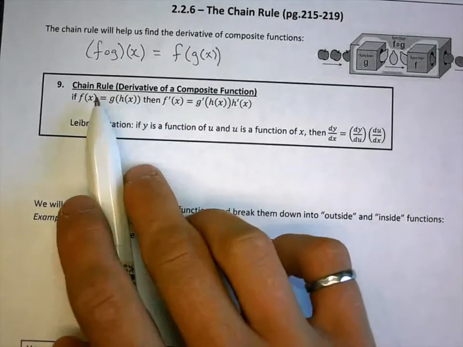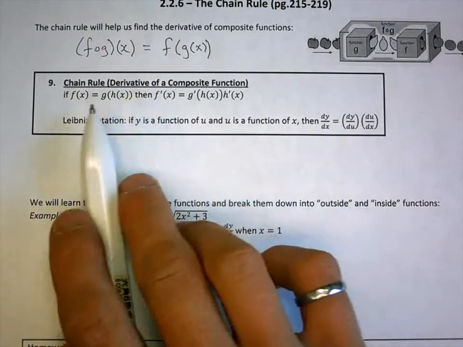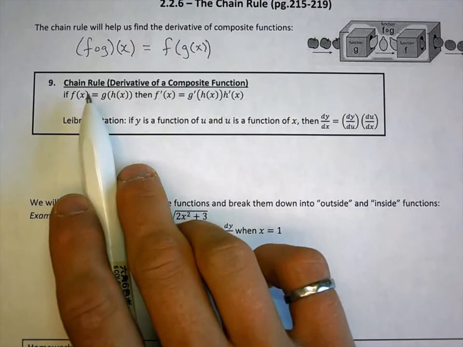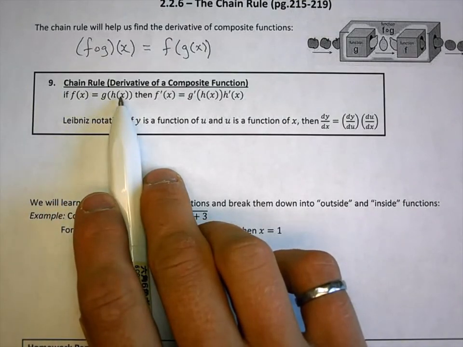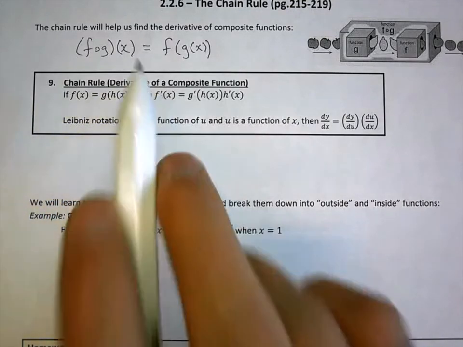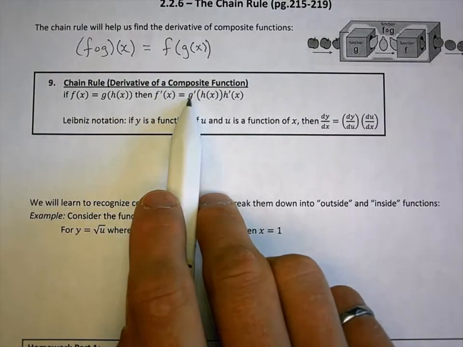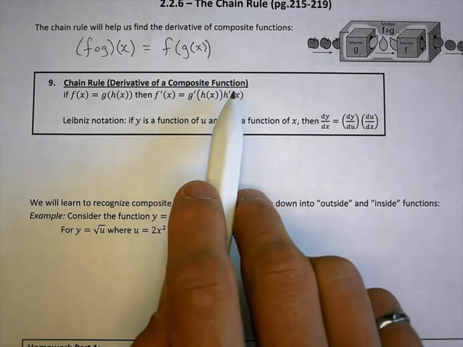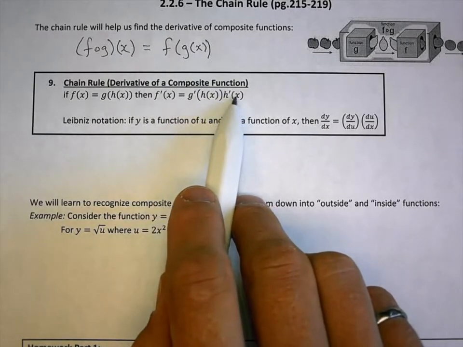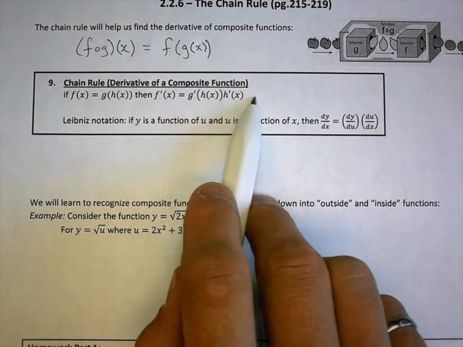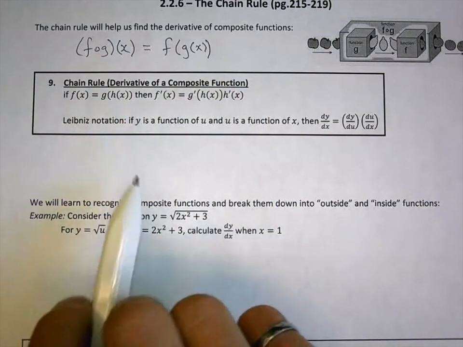So here we go. Chain rule, derivative of a composite function. If I have a function which is a function inside a function, the derivative is, now look at this, the derivative of the outside function with respect to the inside function times the derivative of the inside function. And that's one way of writing it. We're going to talk about this.